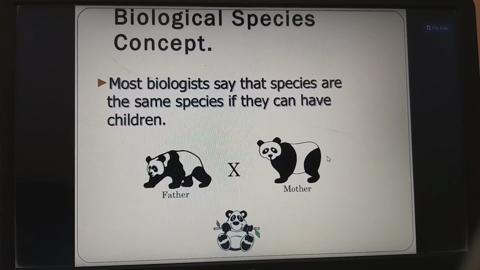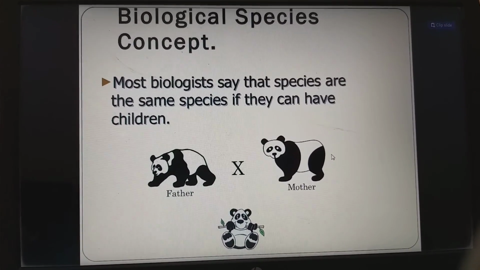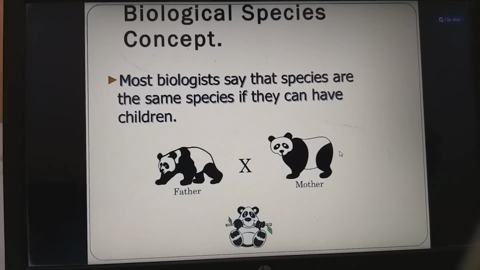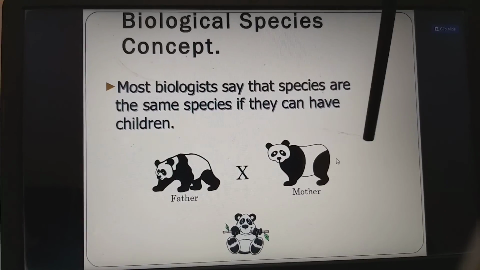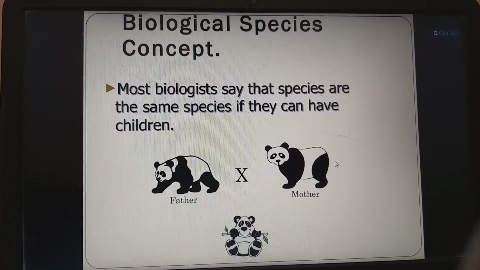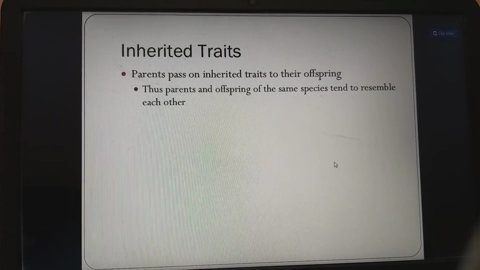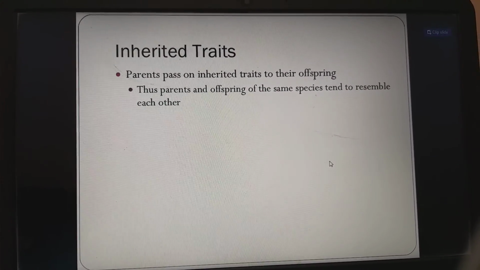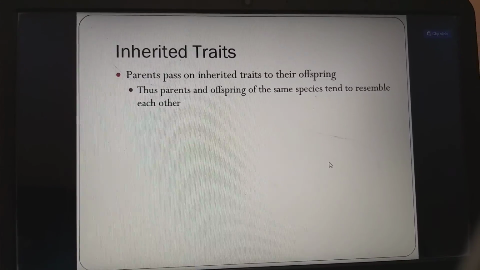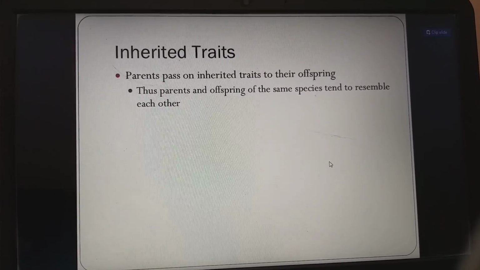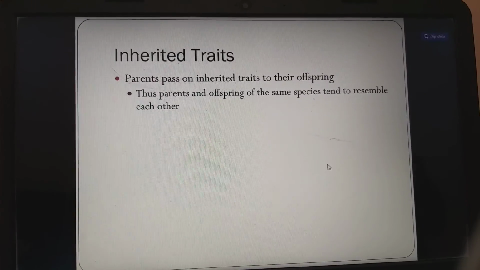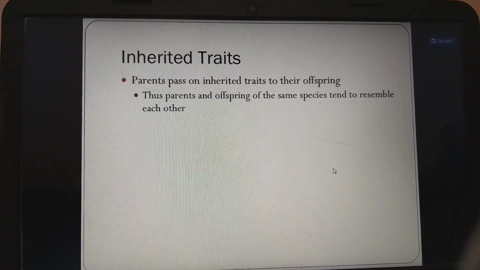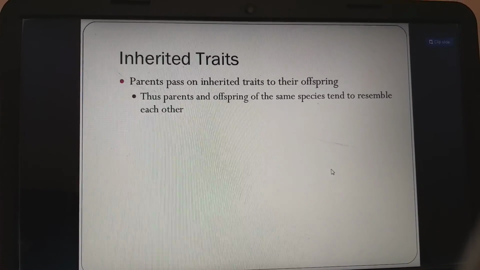Coming to the biological species concept, most biologists say organisms are the same species if they can have children. For example, these two pandas come under the same species because they can produce children. Inherited traits: parents pass on inherited traits to their offspring. Thus the parents and offspring of the same species tend to resemble each other. Traits are nothing but characters, and characters are transmitted in the form of genes. For example, the baby panda looks like a panda, like the father or mother panda, right?